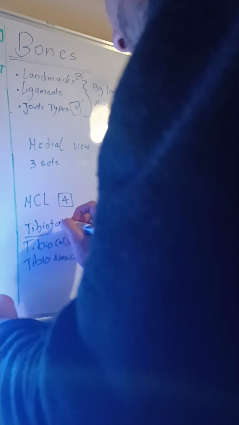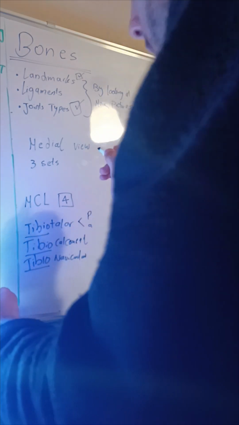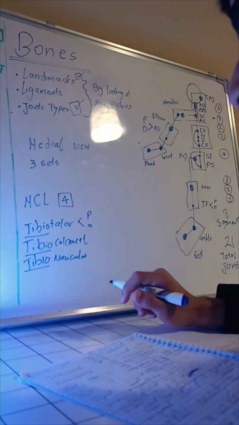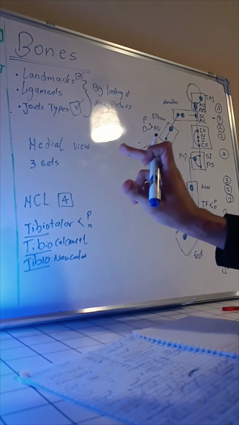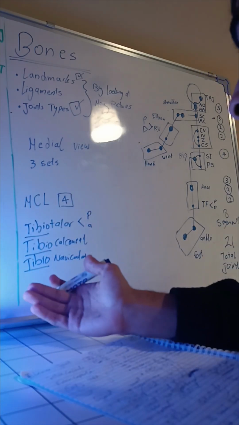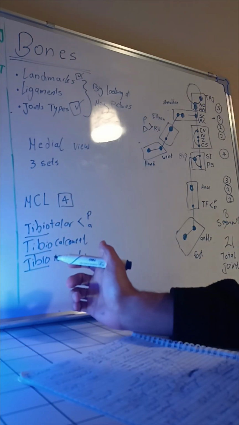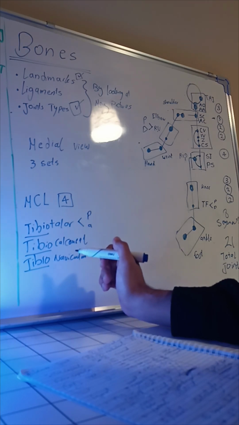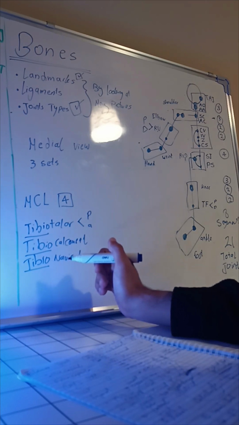So basically the tibia, you have to know that the tibia will make 4 ligaments. So 2 with the talus: 2 tibiotalar ligaments, one which is posterior and one which is anterior. Okay, posterior tibiotalar and anterior tibiotalar. And then also around the talus, the tibiocalcaneal ligaments and the tibionavicular ligaments.